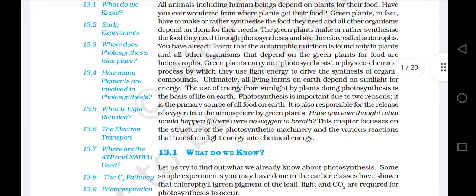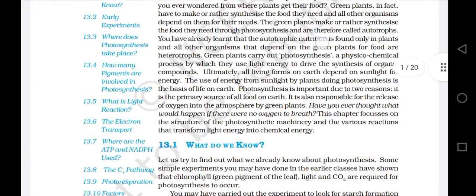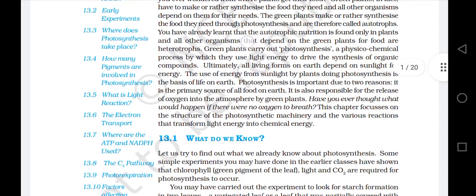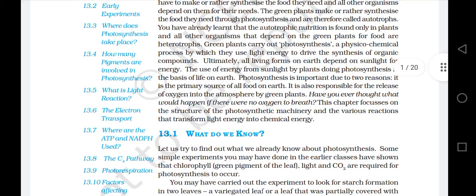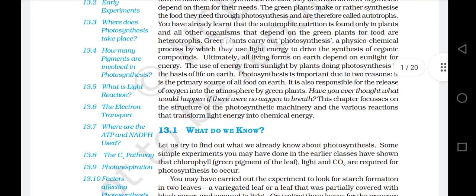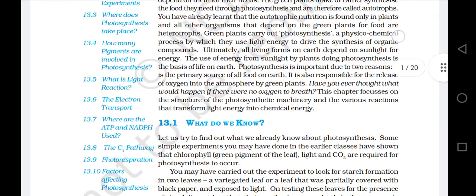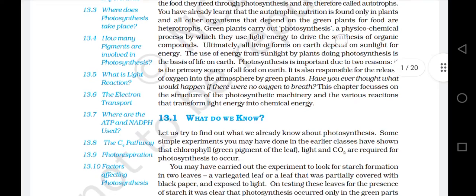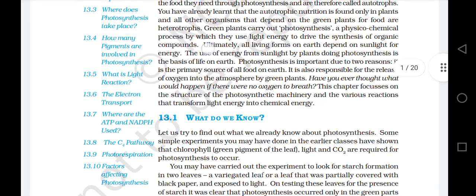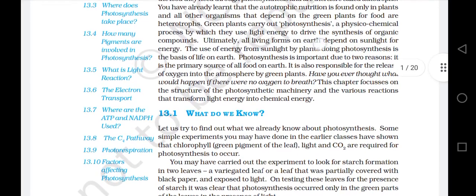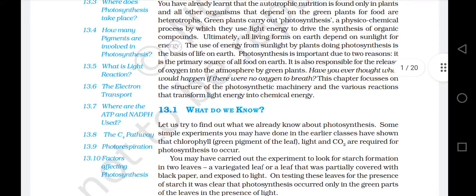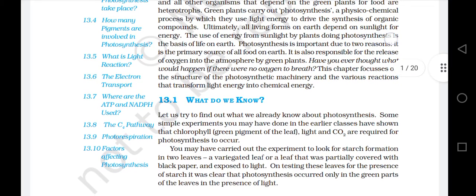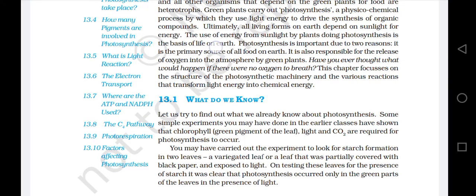You have already learnt that autotrophic nutrition is found only in plants, and all other organisms that depend on the green plants for food are heterotrophs. Green plants carry out photosynthesis, a physico-chemical process by which they use light energy to drive the synthesis of organic compounds. Ultimately, all living forms on Earth depend on sunlight for energy. The use of energy from sunlight by plants doing photosynthesis is the basis of life on Earth.